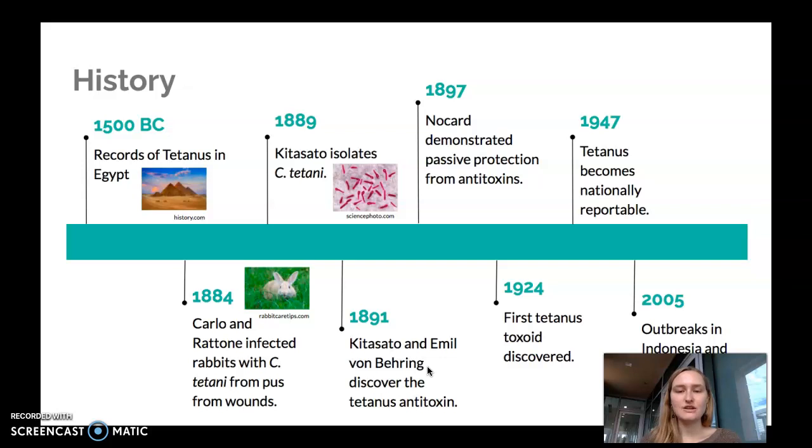And then in 1924, the first tetanus toxoid was discovered, which they were able to make a vaccine out of, and that was again right in time for World War II, so it definitely helped save a lot of lives there. And then in 1947, tetanus became nationally reportable, which we can see on the next slide. And in 2005, and I think there was also an outbreak in 2006, there were a few outbreaks in Indonesia and Pakistan after some natural disasters occurred.